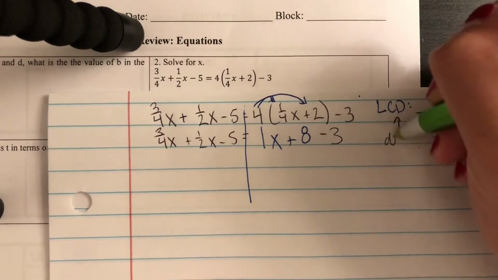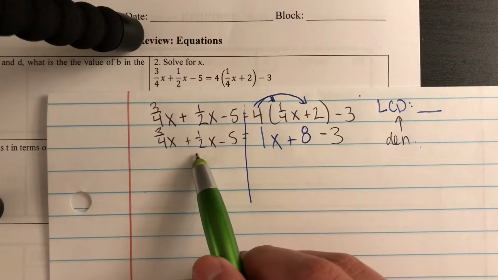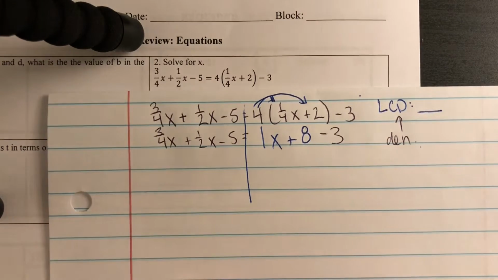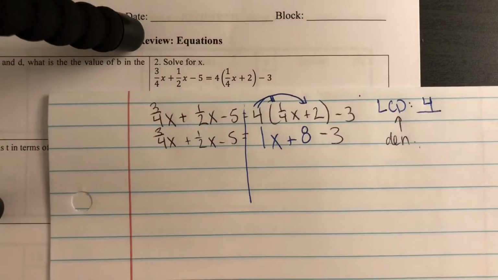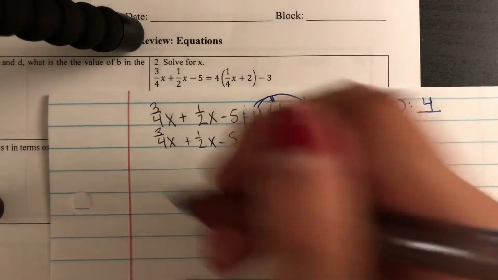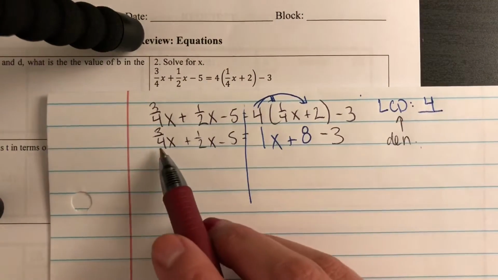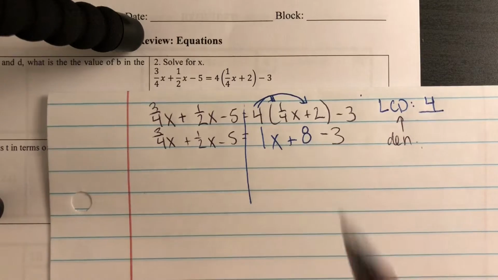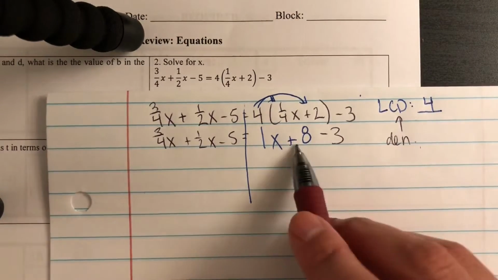D right here stands for denominator, so I look at 4 and 2. What is the smallest number that 4 and 2 go into? It's going to be 4. Now, the LCD, what I do with that is I take everything here and multiply it by 4. So that's 1, 2, 3, 4, 5, 6 things that I'm multiplying by 4. Actually, you know what, before we do that, let's combine some like terms.